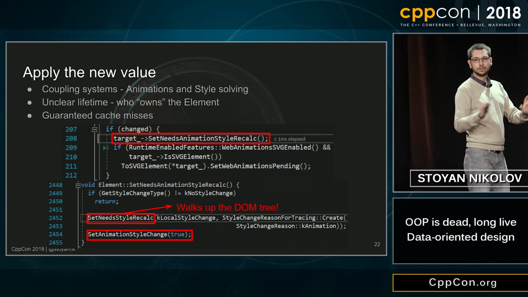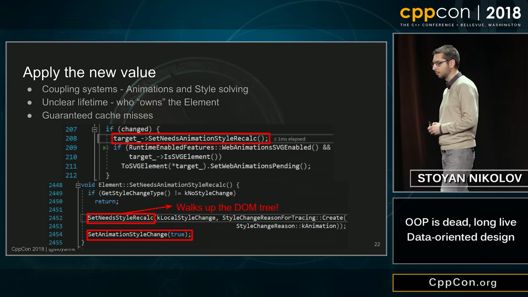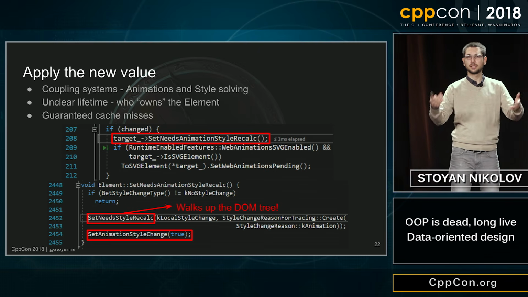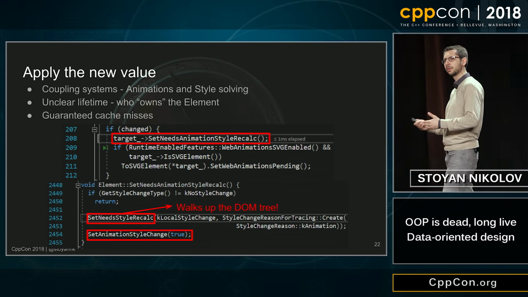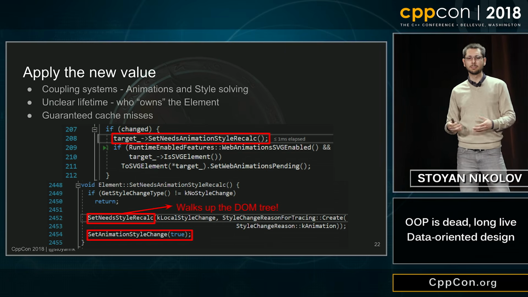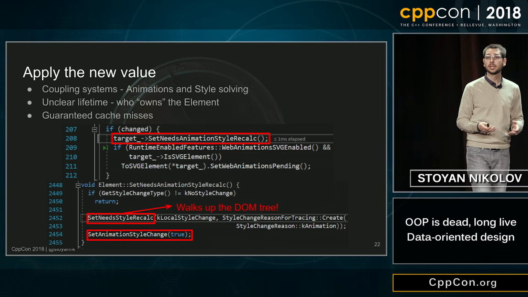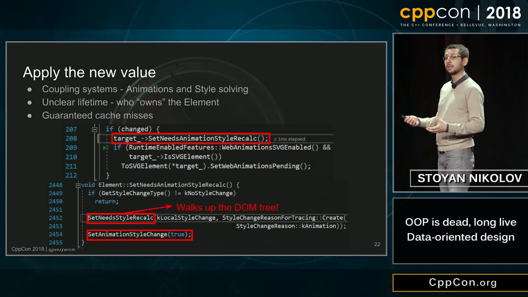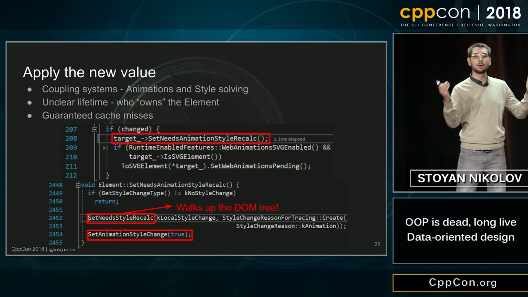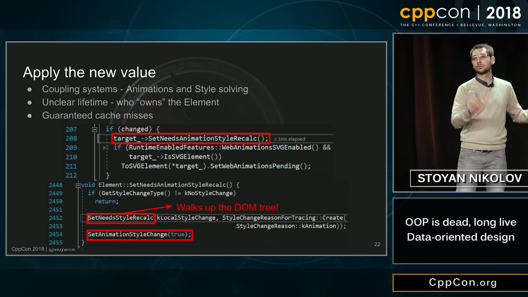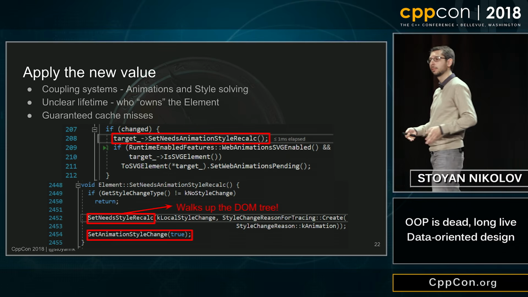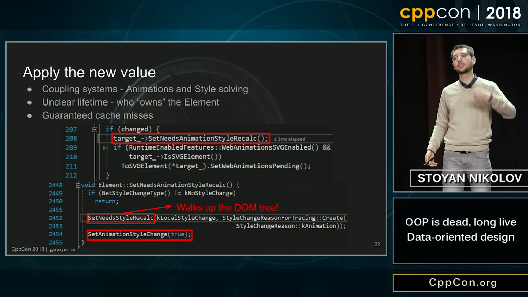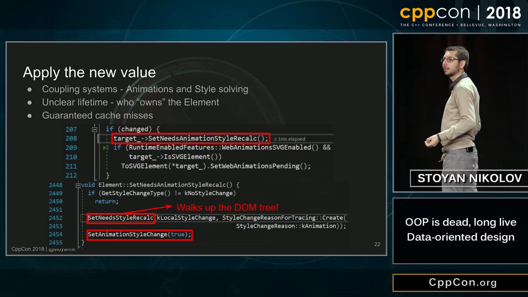Finally, we have calculated the new value. The interpolation did its magic. We have to apply that new value to the properties, to the objects that are being animated. And again, we do it in a very straightforward manner. We have a member variable, target, which is the element that will receive the new value. And again, we bring some coupling between the systems, because now our animation system, whose only job was to calculate new values according to time, knows about the document object model, about the styling system, so that it can call the appropriate method of the element.